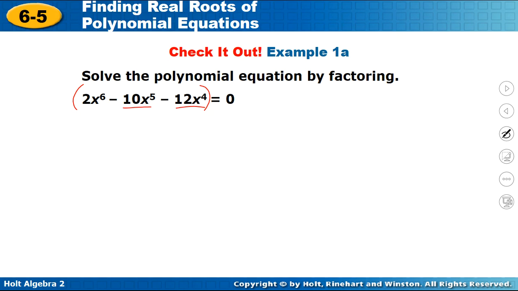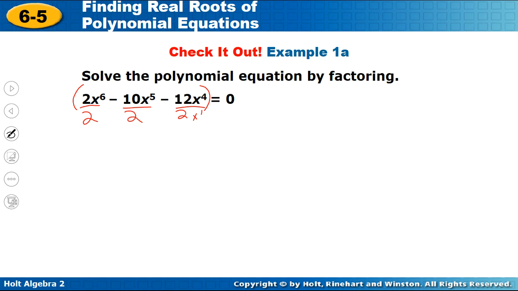These are all divisible by 2, right? 2, 10, and 12. They're all divisible by 2, but they also have x's. They each have at least 4 x's right next to the 4. So we're going to take all of that out. Alright, and that 2x to the 4th, do not forget that 2x to the 4th is still part of the problem. It is just now all the way in the front and out of the way.